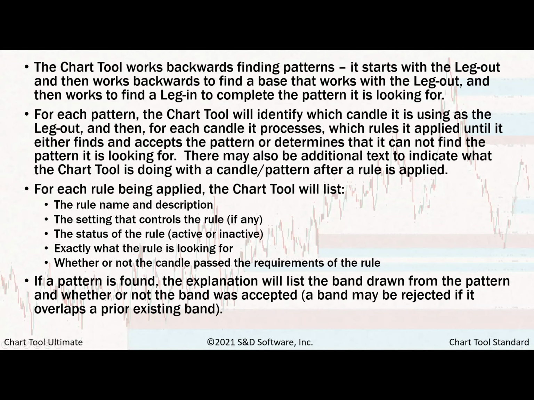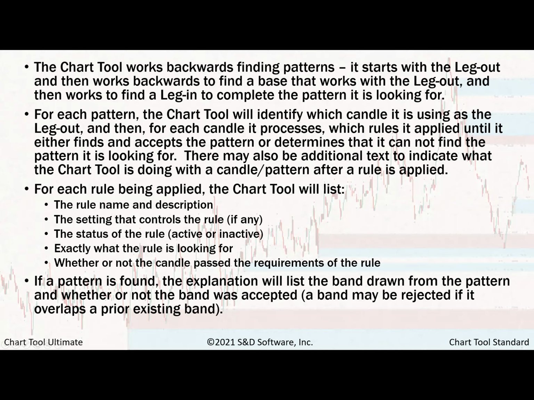Now, as mentioned earlier, the chart tool works backwards when it's finding patterns. So it's going to start with the leg out. It'll perform some tests on the leg out. And if those tests pass, then it starts working backwards, looking for a base that will work with that leg out. If it finds a base, then it will work backwards, looking for a leg in. And then if it finds everything, then you have a match, and then it will look to turn that pattern into a supplier demand band.